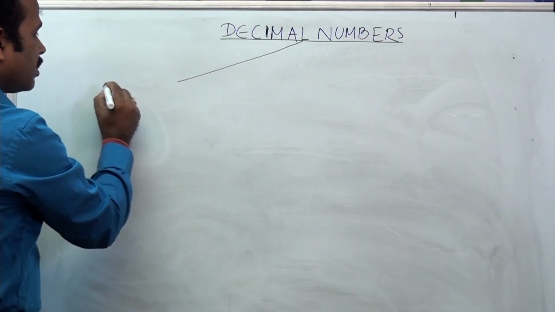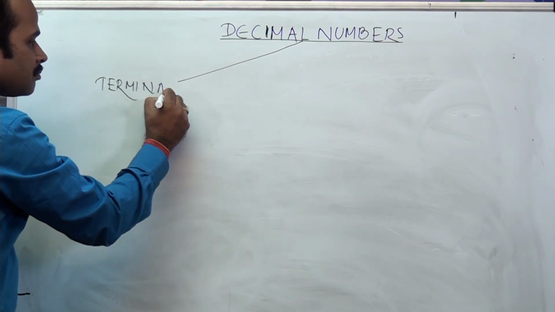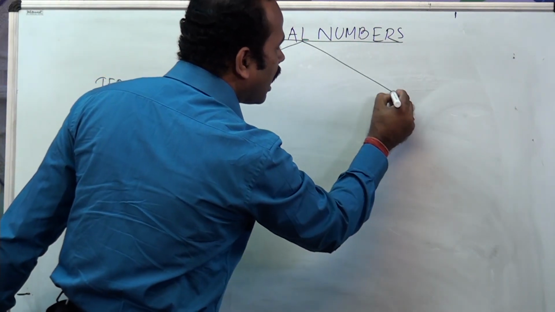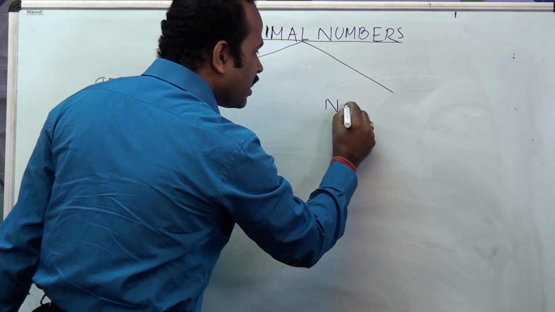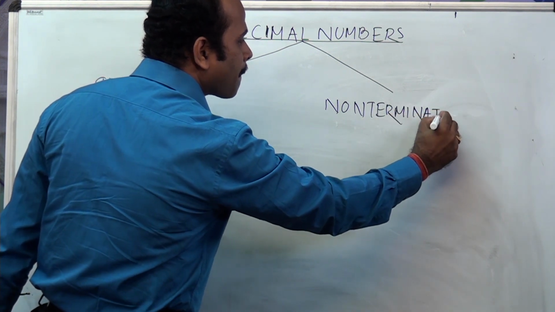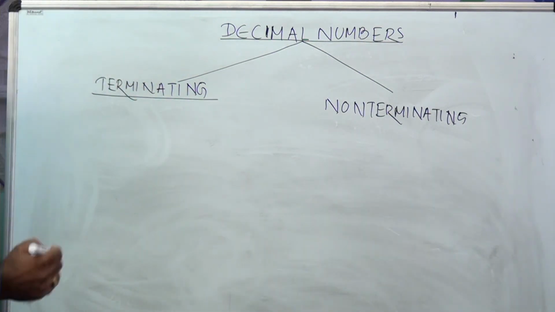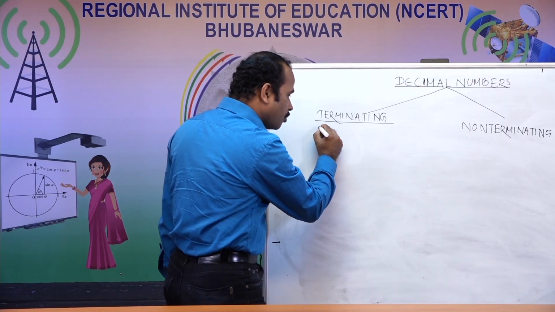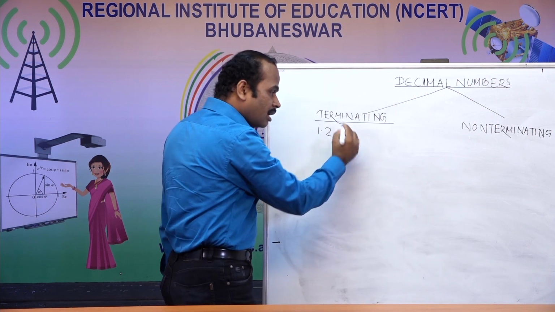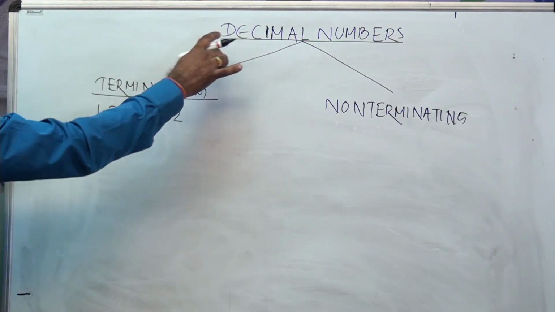First part is terminating decimals, the decimal numbers which terminate after some places of the decimal part. The other part is non-terminating. So what are terminating decimals? For example, 1.2. After one decimal place, it is terminated, it is no more continuing. I can write 2.32. After two decimal places, it is terminated. Such numbers are called terminating decimal numbers.